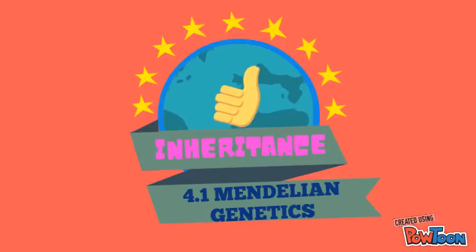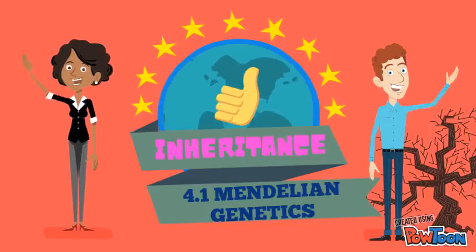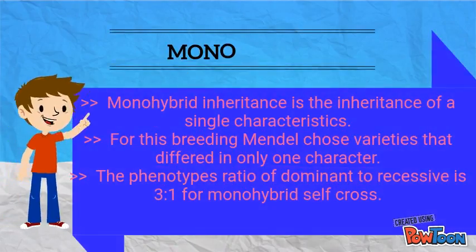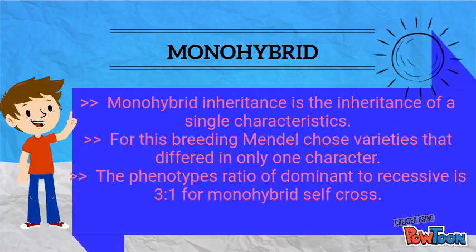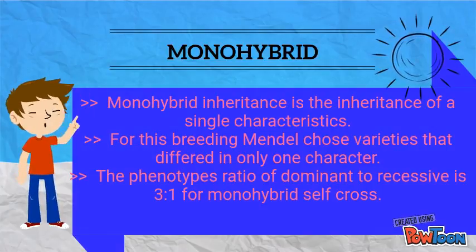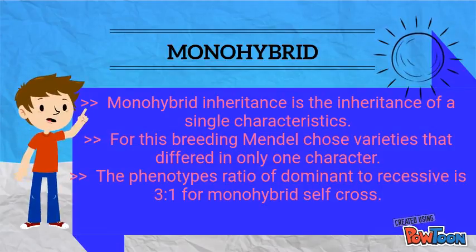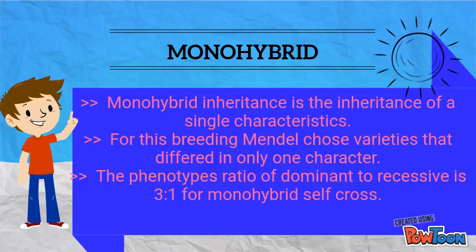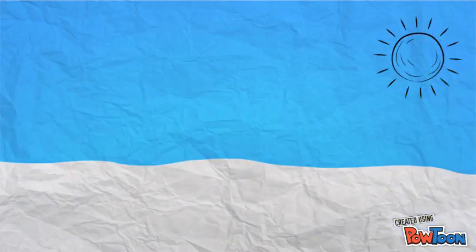Inheritance 4.1 Mendelian genetics. Monohybrid inheritance is the inheritance of a single characteristic. For this breeding, Mendel chose varieties that differed in only one character. The phenotype ratio of dominant to recessive is 3:1 for a monohybrid self-cross.